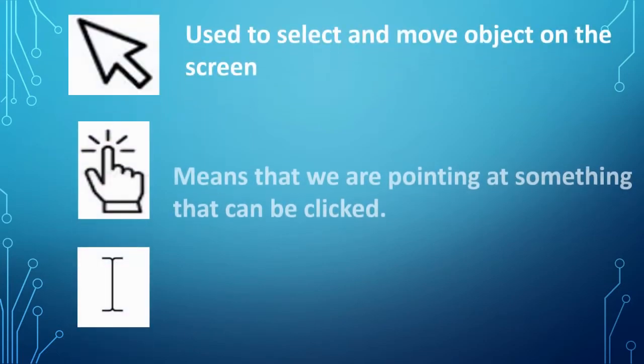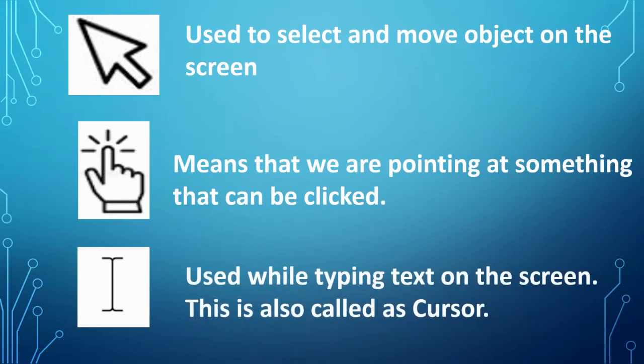Now let's learn about mouse pointers. You can see in the pictures there are some pointers. So our first pointer is used to select and move objects on the screen. Then our second pointer means we are pointing at something that can be clicked. And now our third pointer is used while typing text on the screen. This is called a cursor. So these are the three pointers we are using.